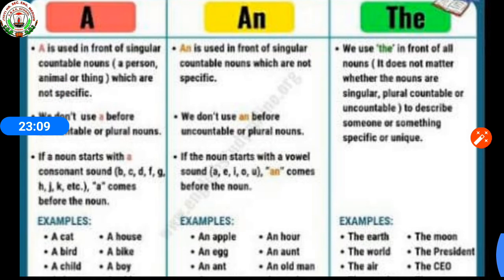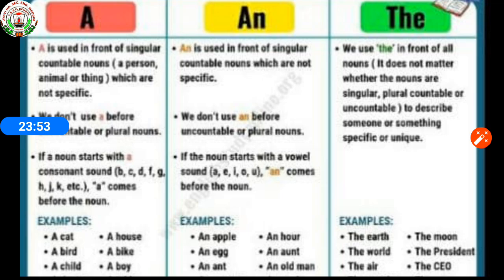If a noun starts with a consonant sound, a comes before the noun. For example, a cat, a house, a bird, a bike, a child, a boy, etc. An is used in front of singular countable nouns which are not specific. We don't use an before uncountable or plural nouns. If the noun starts with a vowel sound, A, E, I, O, U, an comes before the noun. For example, an apple, an hour, an egg, an aunt, an ant, an old man, etc.